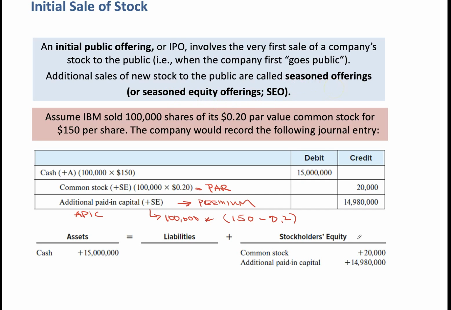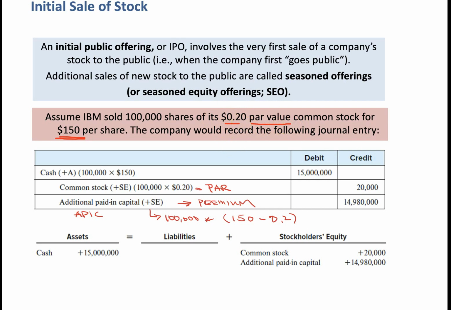Now let's take a look at an example where IBM sold 100,000 shares of common stock. For those common stock, the par value is 20 cents, and the market value of the common stock is $150 per share. Now, what does that mean? That means IBM shares were sold on the market for $150 per share. But on the face, on the paper of that share, it indicates the face value, or the par value, is 20 cents.